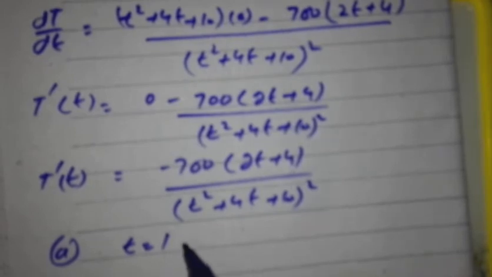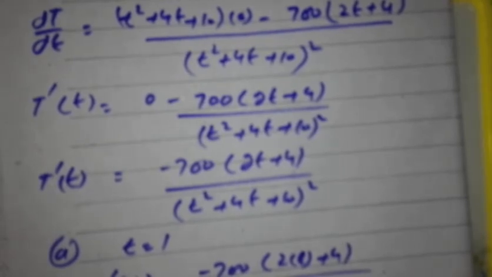First we will put the value of A part. Put t equals 1. So T prime of 1 equals minus 700 times (2 into 1 plus 4) over (1 square plus 4 into 1 plus 10) whole square.